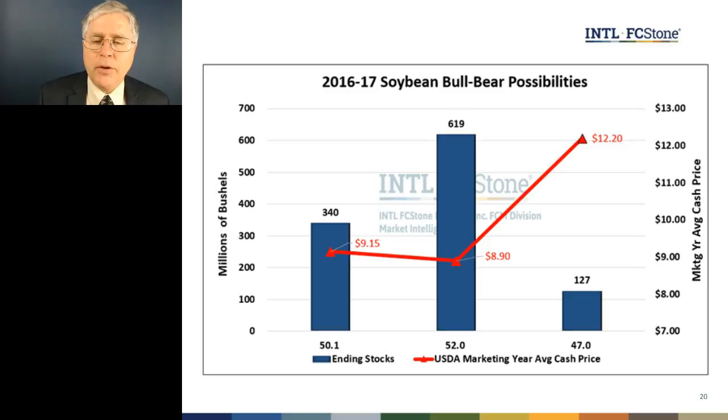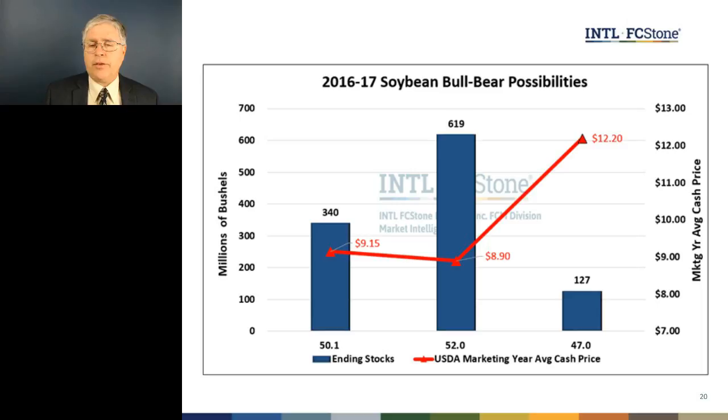If the yield falls to 47 bushels, and here again, these last two scenarios are not expected but still are possible, that would pull ending stocks down to 127, and that, with some rationing of demand by higher prices, a marketing year average cash price of $12.20 per bushel, and probably futures significantly above that. Here again, that's not the anticipated, but that is still possible.